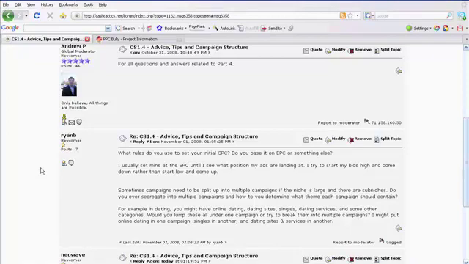The next question I noticed says, sometimes campaigns need to be split up into multiple campaigns if the niche is larger and there are sub-niches. Do you ever segregate into multiple campaigns, and how do you determine what theme each campaign should contain? That's also a good question, and that's a very valid point you're making there. Especially when you get into the more broad niches, the bigger, larger campaigns such as health-related products, ringtones, stuff like that, there are a lot of different sub-niches within those that you can break into. Yes, I do split my campaigns up sometimes into different themes.